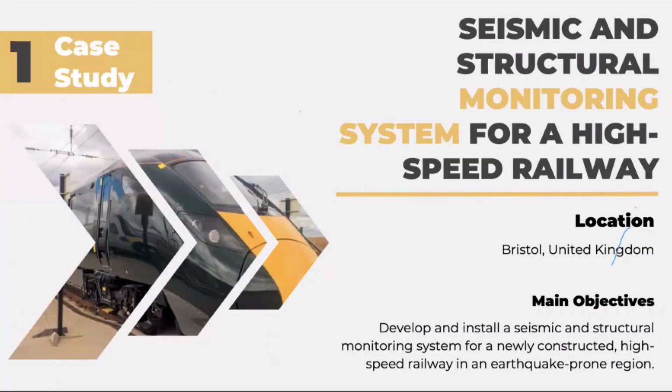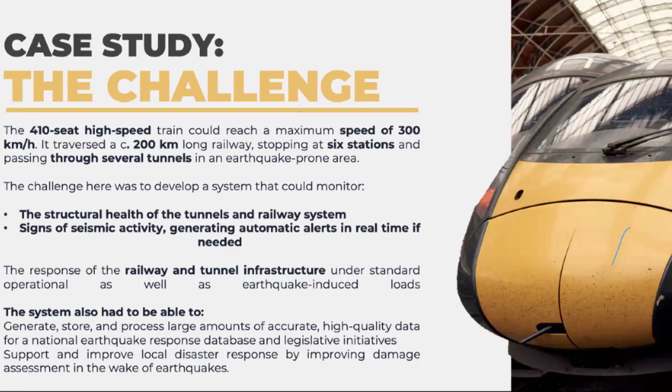Again, this technology is very highly adaptable. It can serve to cover the most critical infrastructure, such as highway and rail monitoring. So you can see this is case study number 1, for seismic and structural monitoring for a highway railway in Bristol, UK. The main objective was to develop and install a seismic and structural monitoring system for a newly constructed high-speed railway in an earthquake-prone zone.